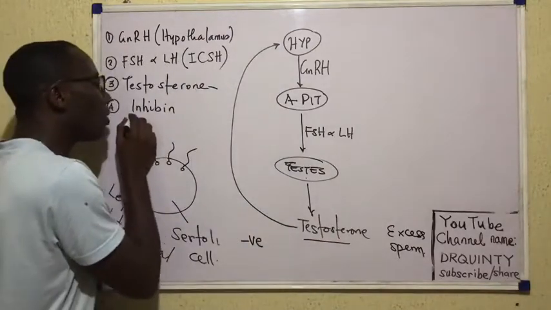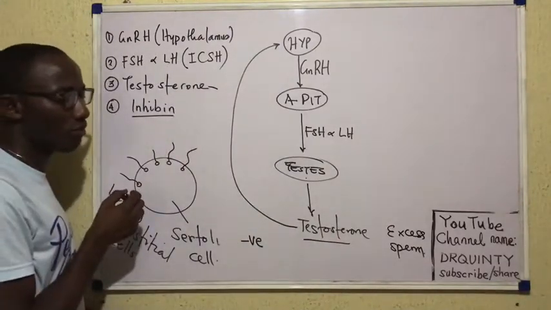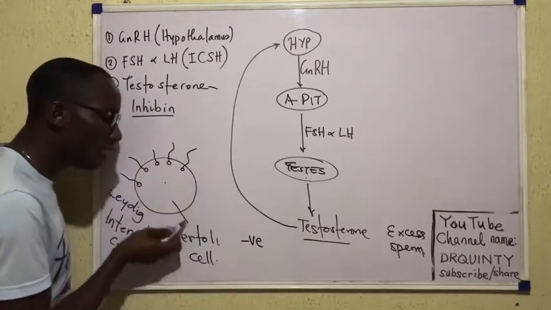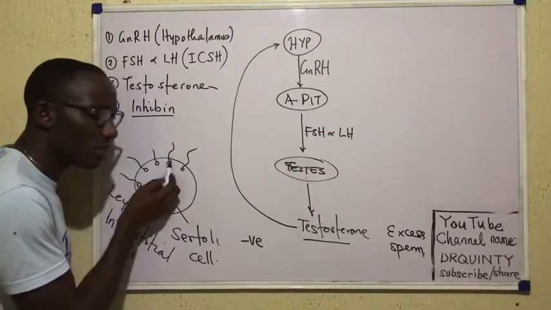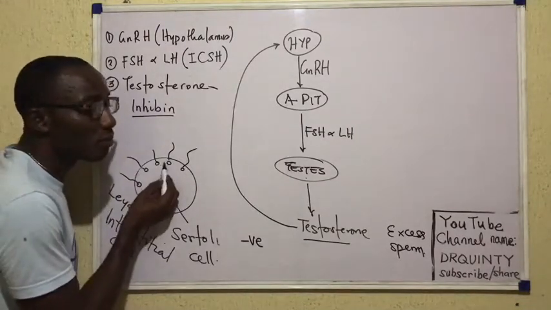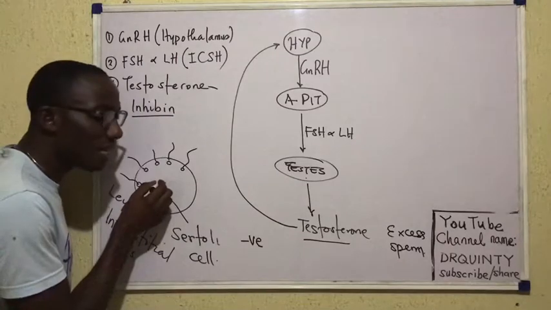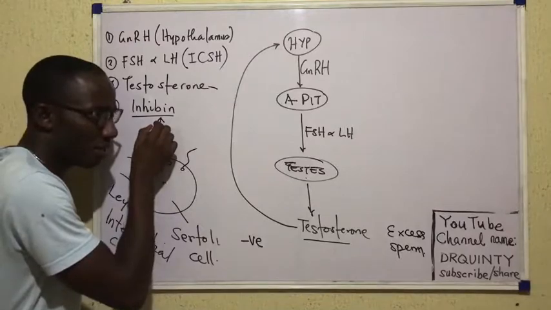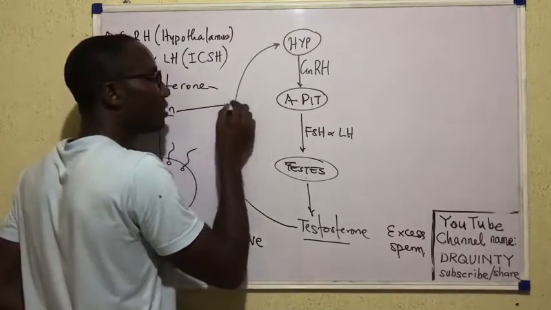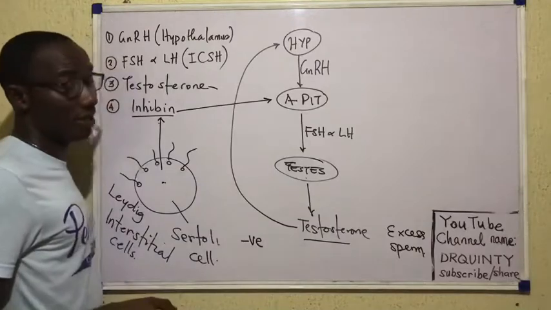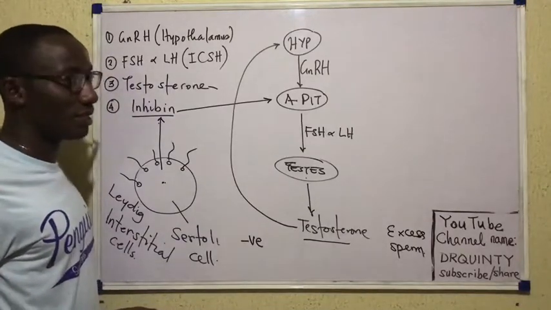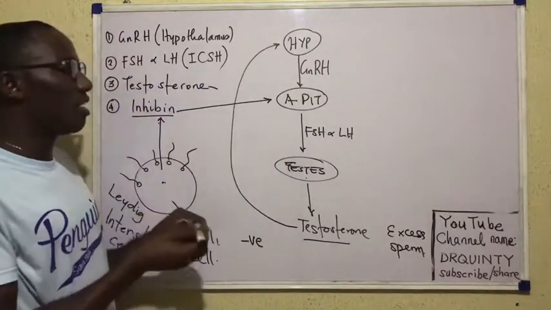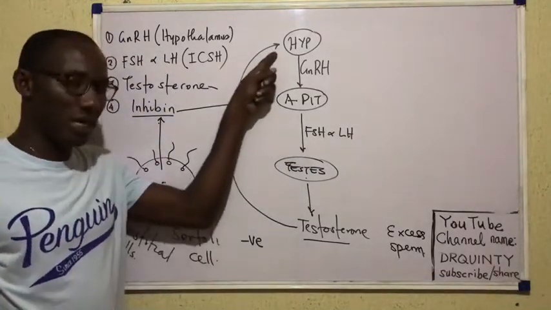But there is also inhibin, like I mentioned before. Inhibin is produced by the Sertoli cells. And remember that the sperms undergo maturation at the level of the Sertoli cells. So if the sperms are too much, the Sertoli cell is aware, so it can send out inhibin. Inhibin inhibits the anterior pituitary. So it works at the level of the anterior pituitary, not the hypothalamus.